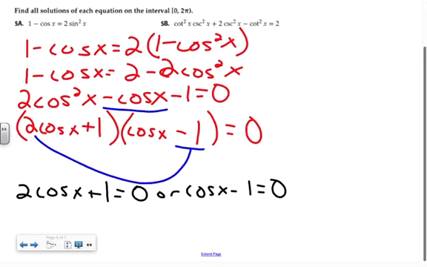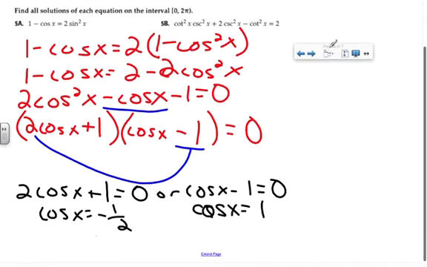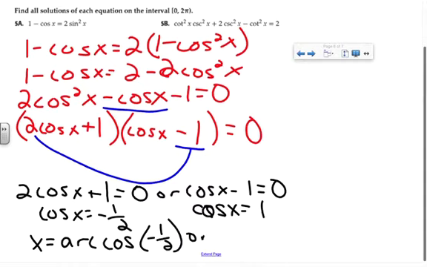In the first equation, when I subtract 1 and divide by 2, I have cosine x equal to negative 1/2. In the second equation, I have the cosine of x equal to 1. So x equals the arc cosine of negative 1/2 or the arc cosine of 1. On your reference sheet, you're looking for an x-coordinate of negative 1/2 or an x-coordinate of 1.